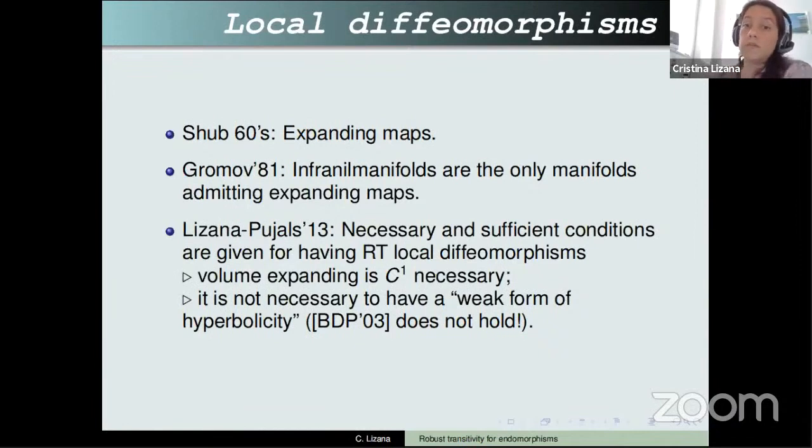So remember that we are also trying to find some topological obstructions.